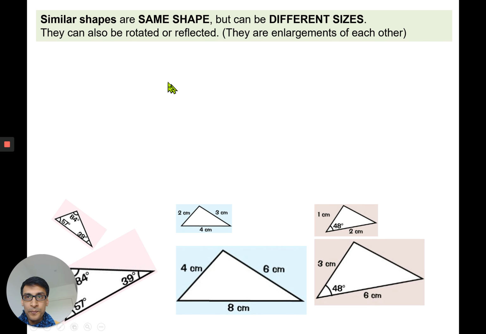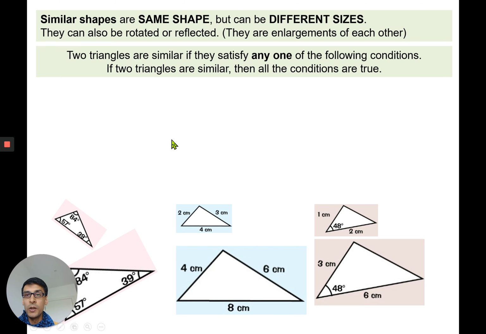Now, similar shapes are the same shape but a different size, and they can be rotated or reflected. We already know that. Now, when it comes to triangles, there's special cases here. Do not copy this slide yet. I have another slide that's going to summarize everything. So 2 triangles are similar if they satisfy any one of the following conditions. So now we're going to move on to proving that triangles are similar to each other.